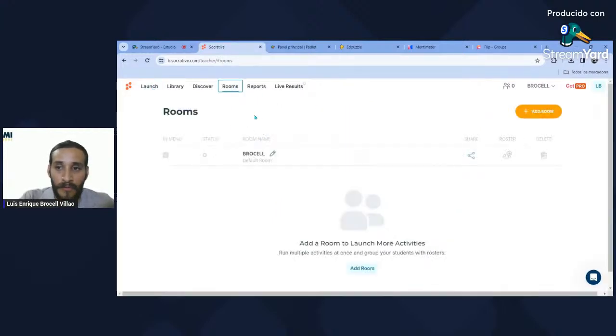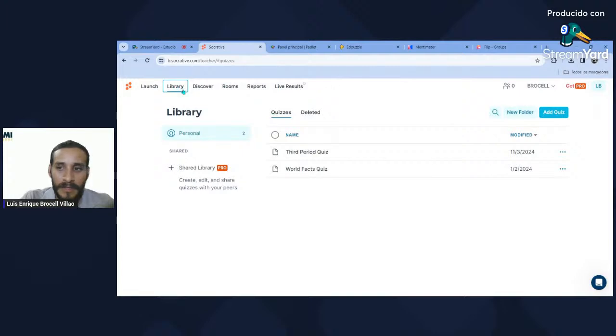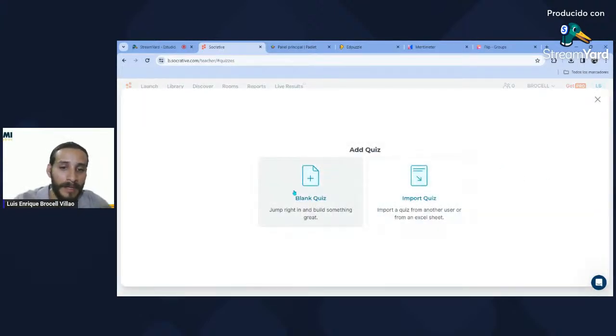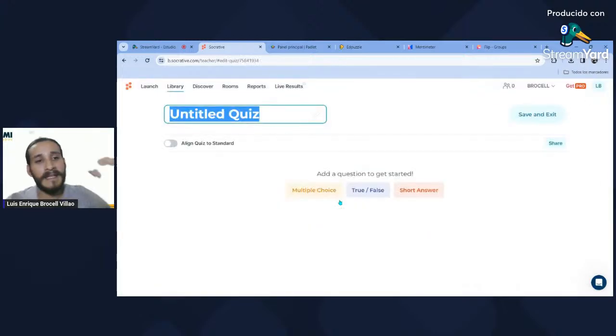In rooms, we can add some. In library, we can upload or on quizzes, we can add a quiz over here, a blank quiz, or import, even with an Excel sheet. A blank quiz is easy. We can select among multiple choice questions, true or false, or short answer.